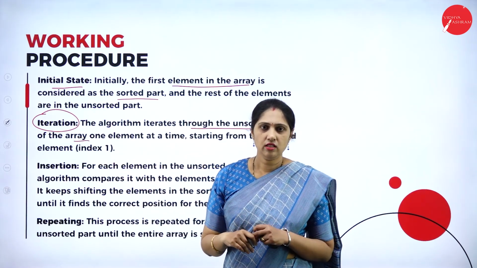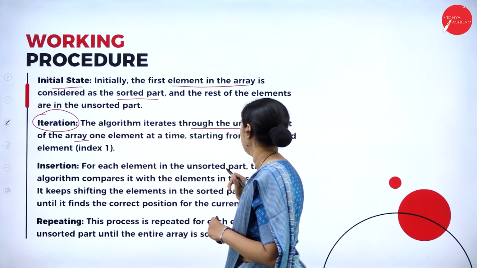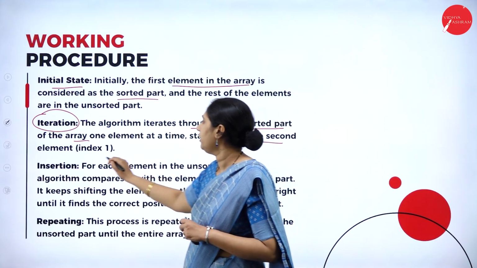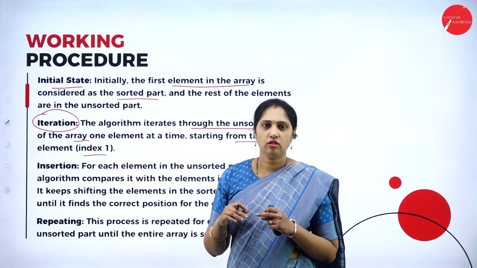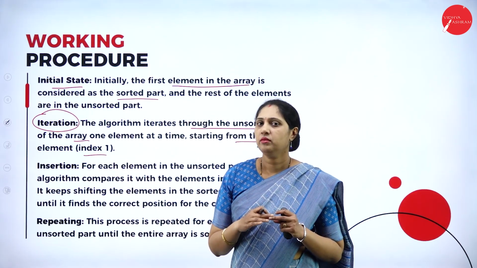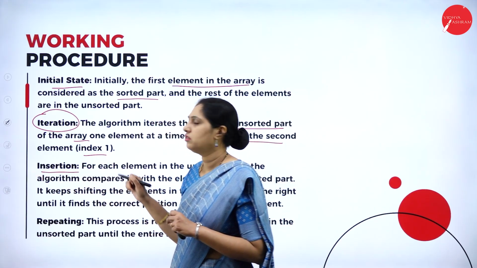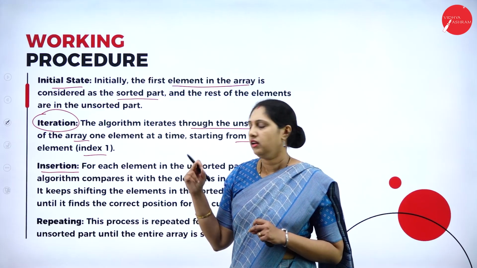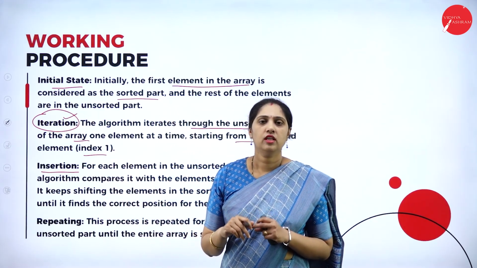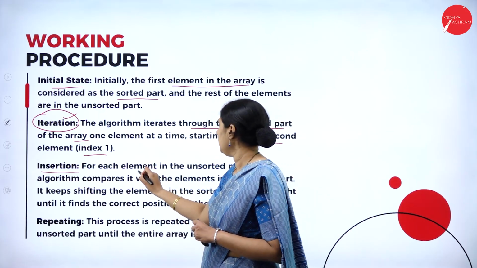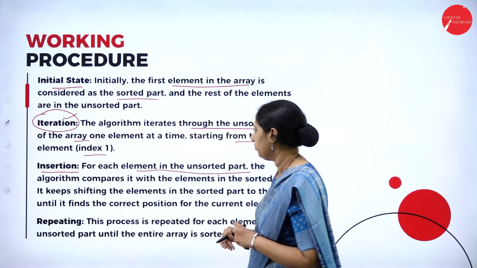Suppose you are given the unsorted part, it will proceed by doing the iteration, starting from the second element. Why the second element? The first element we have considered as sorted. Now we'll compare the first element with the second element. Then comes the insertion. First is the initial state. Next was the iteration. Now the process of insertion starts, for each element in the unsorted part. So we'll consider the second element.